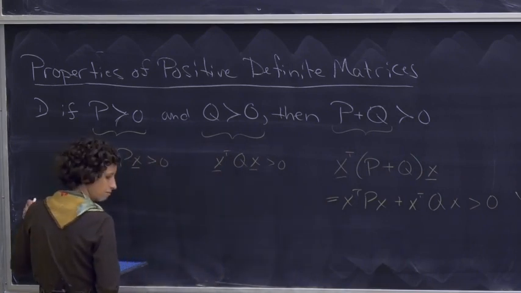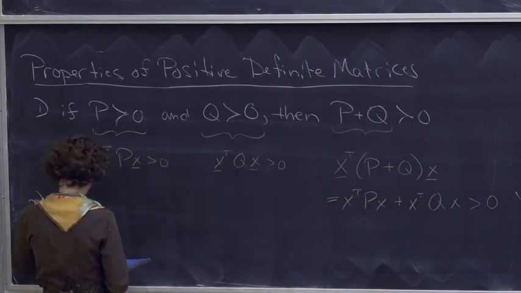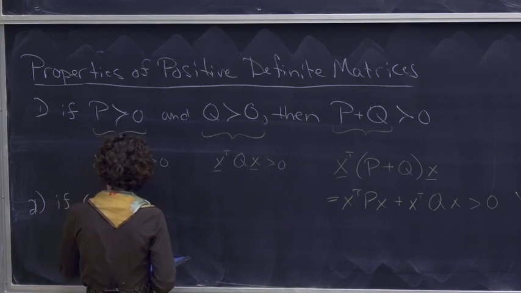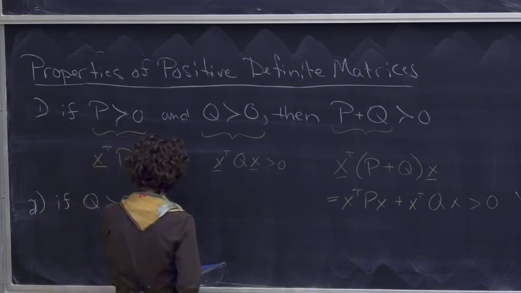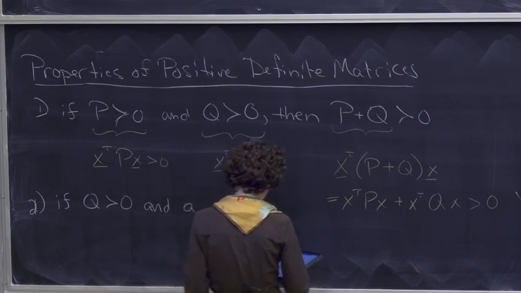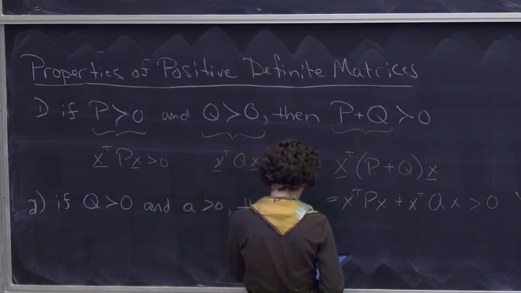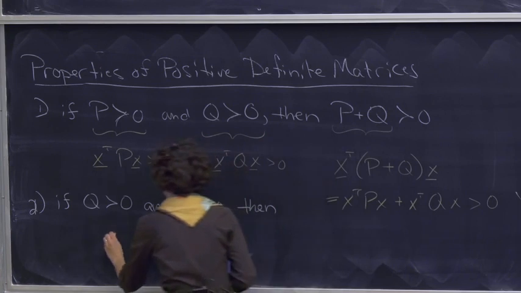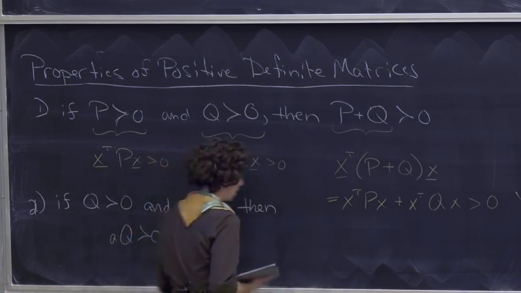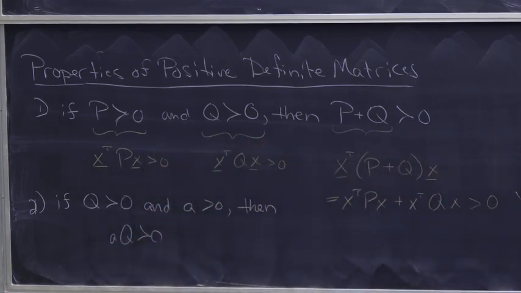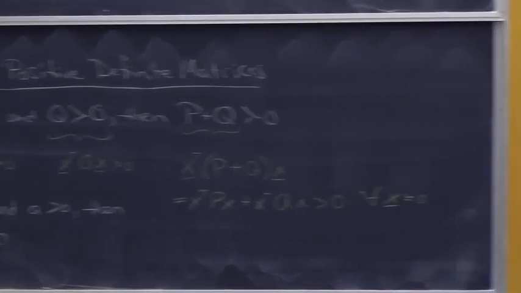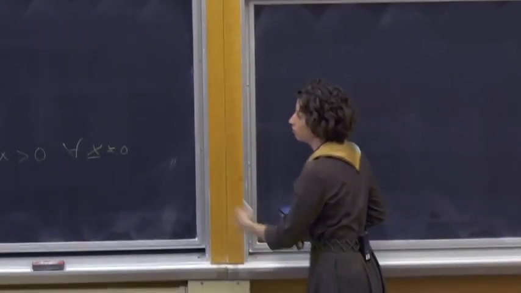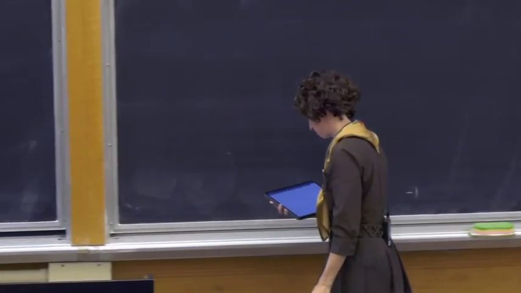And similarly, if Q is positive definite and we have some scalar A which is greater than 0, then the product A times Q is still positive definite. And you can prove that similarly in a straightforward way. And I'm not going to do it now because we're running a little short on time. But again, we just kind of naturally plug in the definition.